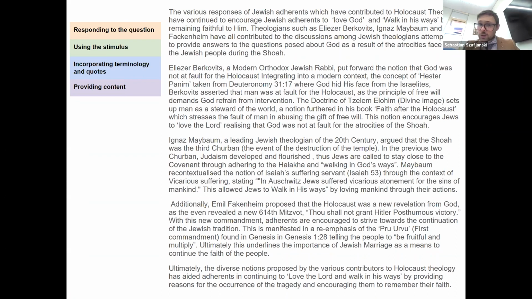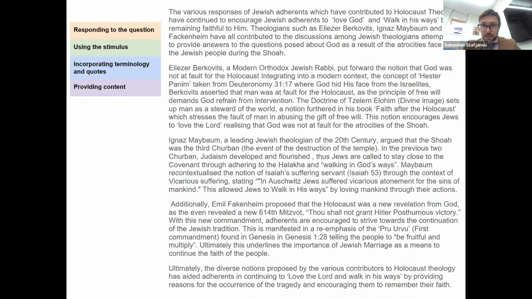And then he links in the doctrine of Tselem Elohim, which sets up man as a steward of the world, a notion furthered by his book, Faith After the Holocaust, which stresses the fault of man in abusing the gift of his free will. He's talking about how people use their free will to hurt others during the Holocaust. This notion encourages Jews to love the Lord, realizing that God was not at fault for the atrocities.